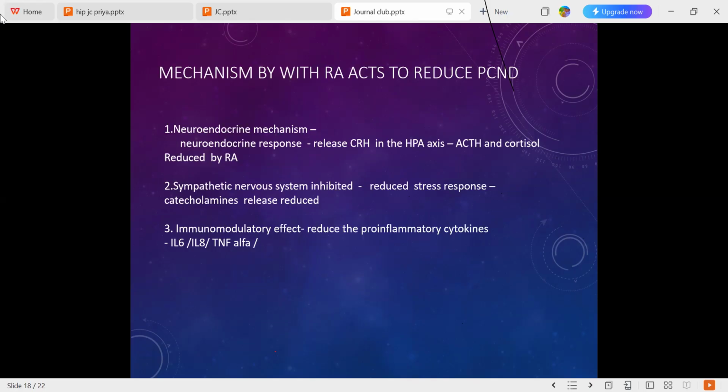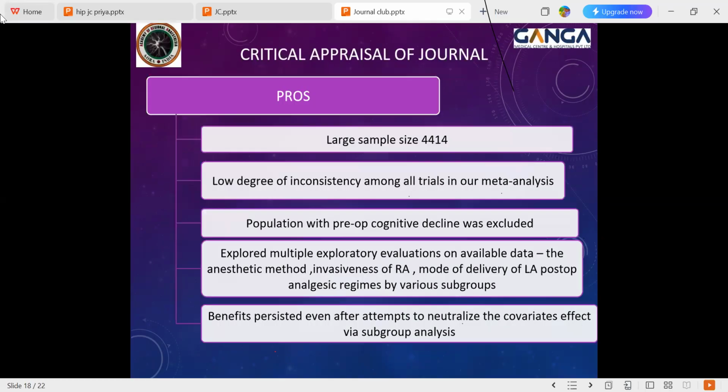Then there is the sympathetic nervous system, which is inhibited following regional anesthesia techniques, which reduces the stress response of the body, and subsequently the catecholamines which are released are also reduced. Then regional anesthesia also provides an immunomodulatory effect, which reduces the pro-inflammatory cytokines produced in the body. So, the critical appraisal of the journal.